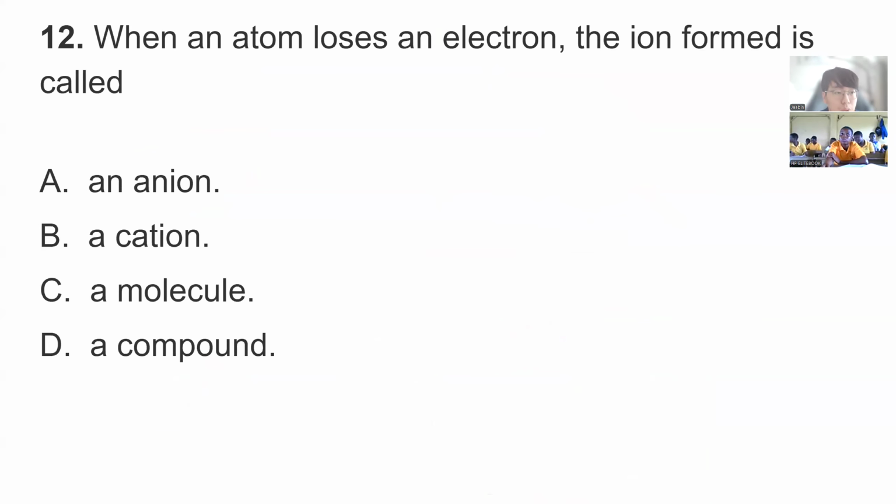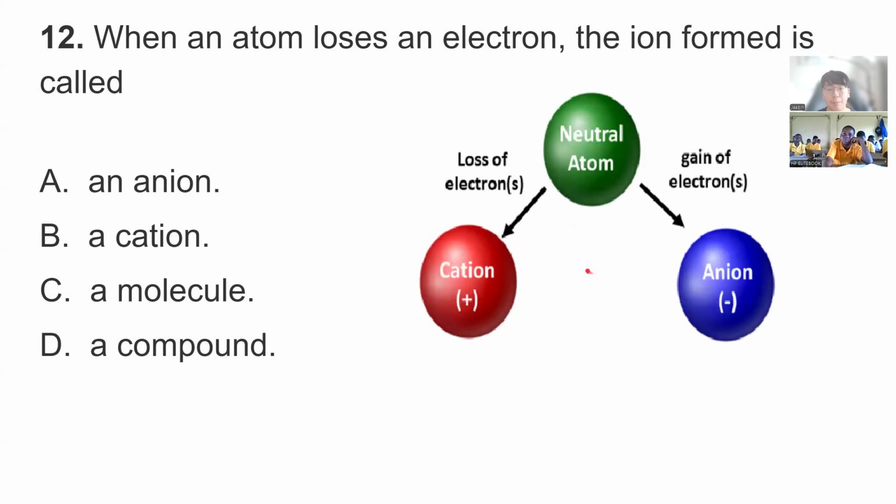So question 12, when an atom loses an electron, the ion formed is called, is it an anion, is it a cation, or is it molecule? Is that cation? Yes, that is right, because if you look at the diagram again, loss of electrons leads to positive charge. Therefore, it is cation. That is right.